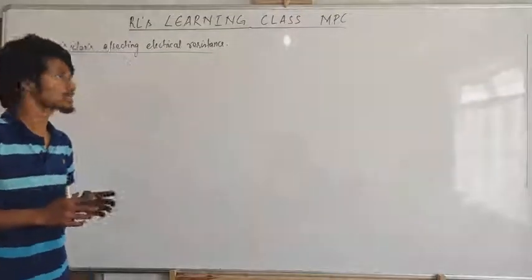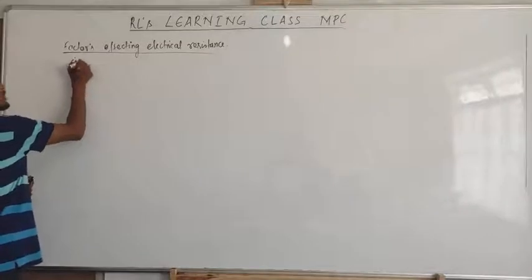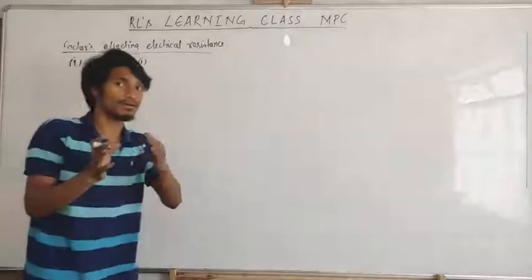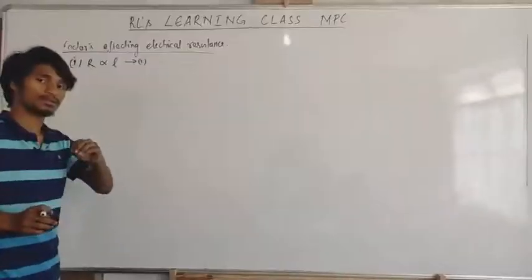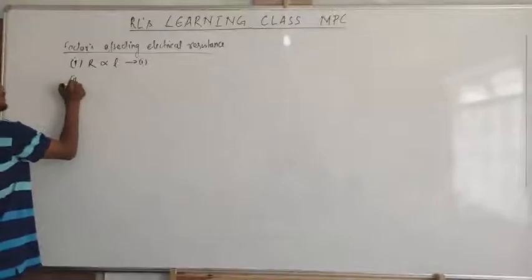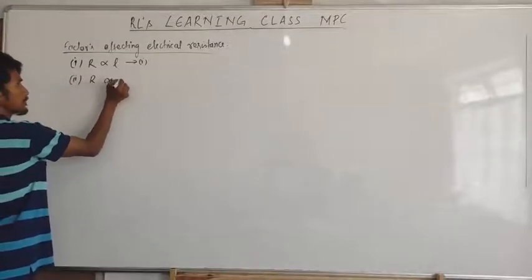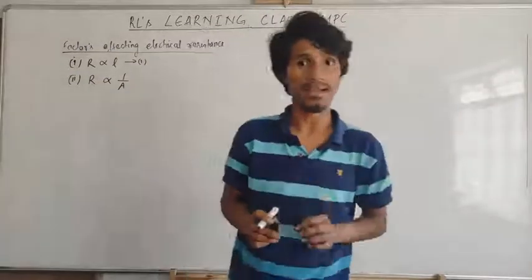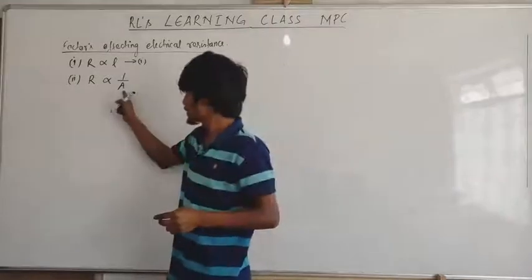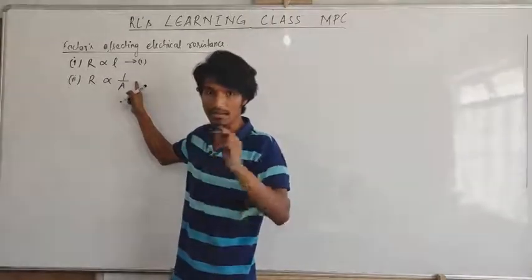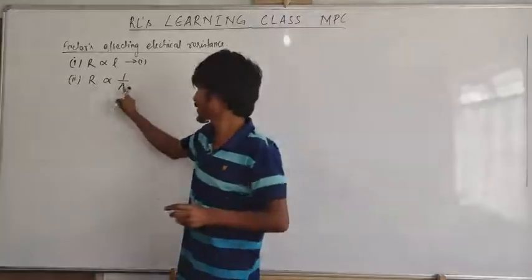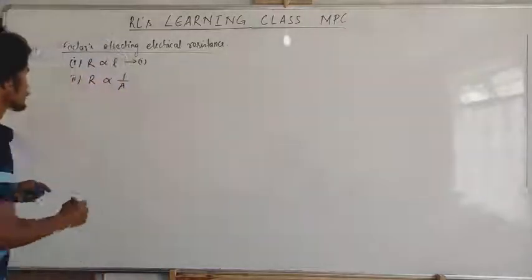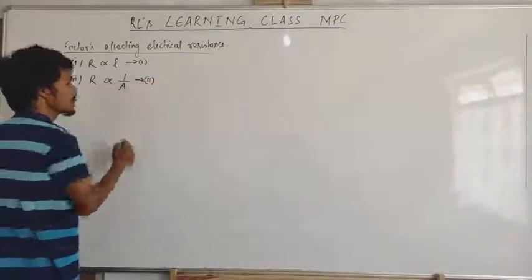Now we just finished the factors affecting electrical resistance. Number one, we got R is directly proportional to L. As the length of the conductor is more, electrical resistance will also be more. Then number two is 1 by A. As the size of the conductor is more, the electrical resistance will be less. Meaning as the area of cross section or the size of the conductor increases, electrical resistance decreases. Remember that. This will be equation 2.